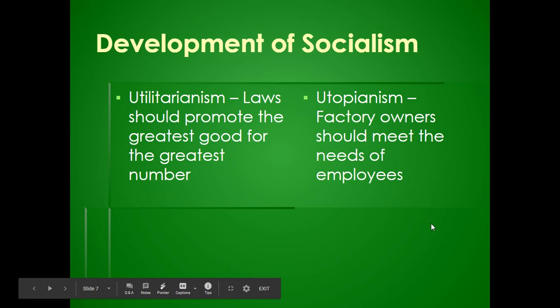Okay, and it's based on these two ideas of utilitarianism and utopianism. So utilitarianism basically is that the government should create laws that's going to create the greatest good for the greatest number of people, right? If a government doesn't do this, according to socialist theory, it's useless. Okay, so the government's only useful if it promotes the greatest good for the greatest amount of people. And basically this idea of utopianism that people should basically improve the conditions because the conditions for the working class is so poor. So factory owners should really work to meet the needs of their employees.